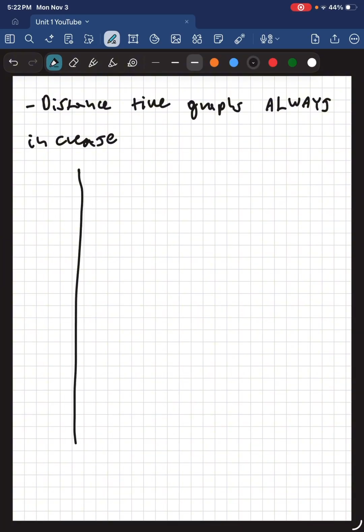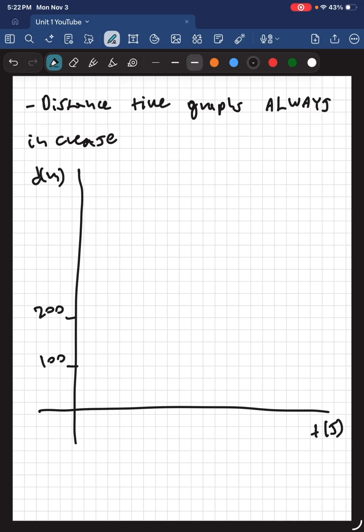So this is the distance, and this is the time, distance and time. So let's make just a sample graph. So 100, 200. So distance is in meters and time is in seconds. So 100, 200, 300, and let's say 400. Okay, so in every interval we increase by 100 meters.